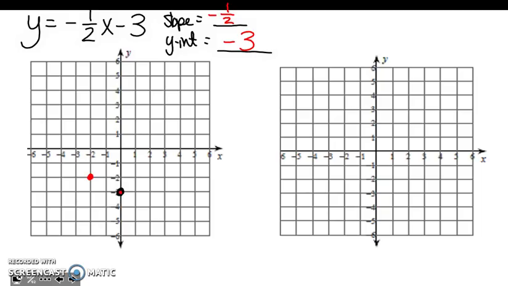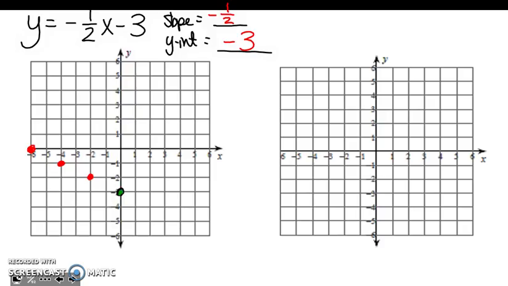If you can, you need to get as many dots on there as possible. So I'm going to do that again. From this point right here, I'm going to go up 1 and left 2. And I'm going to keep continuing that pattern until I run out of graph space. But then I'm going to also show you the reverse.